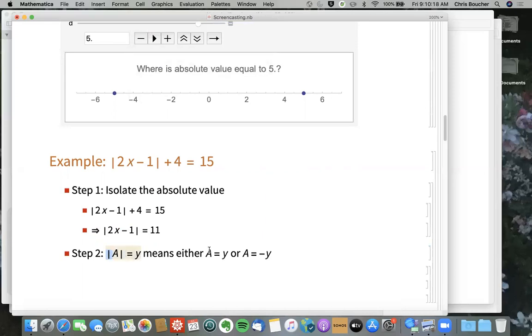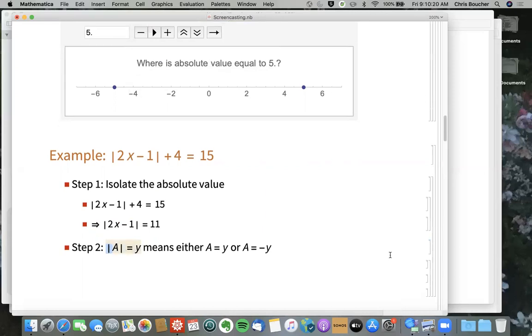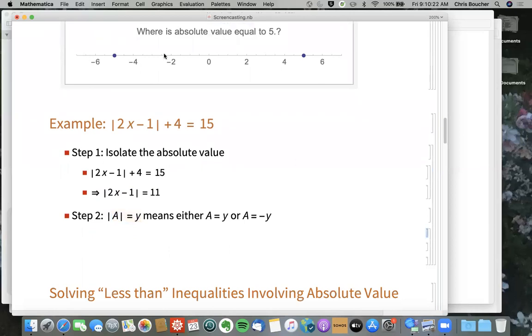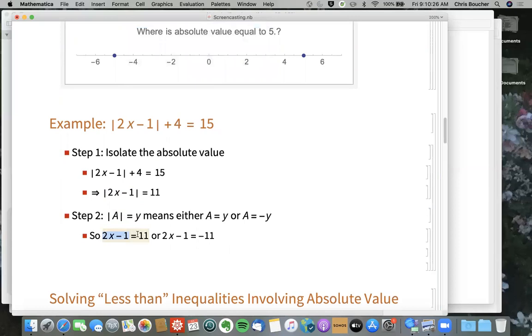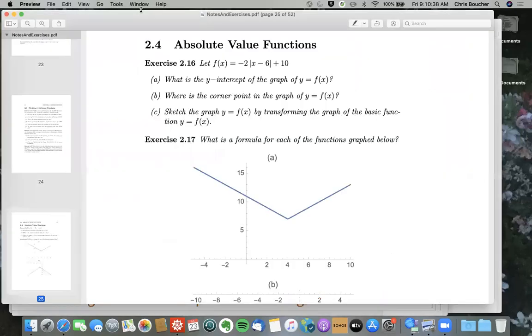So this is a fancy way to say that the absolute value of a equals y means either a is y or a is minus y. More concretely, in our example, the 2x minus 1 is either equal to 11 or it's equal to negative 11. And I get 2 equations here that don't have any absolute values in them. So those are pretty straightforward to solve.